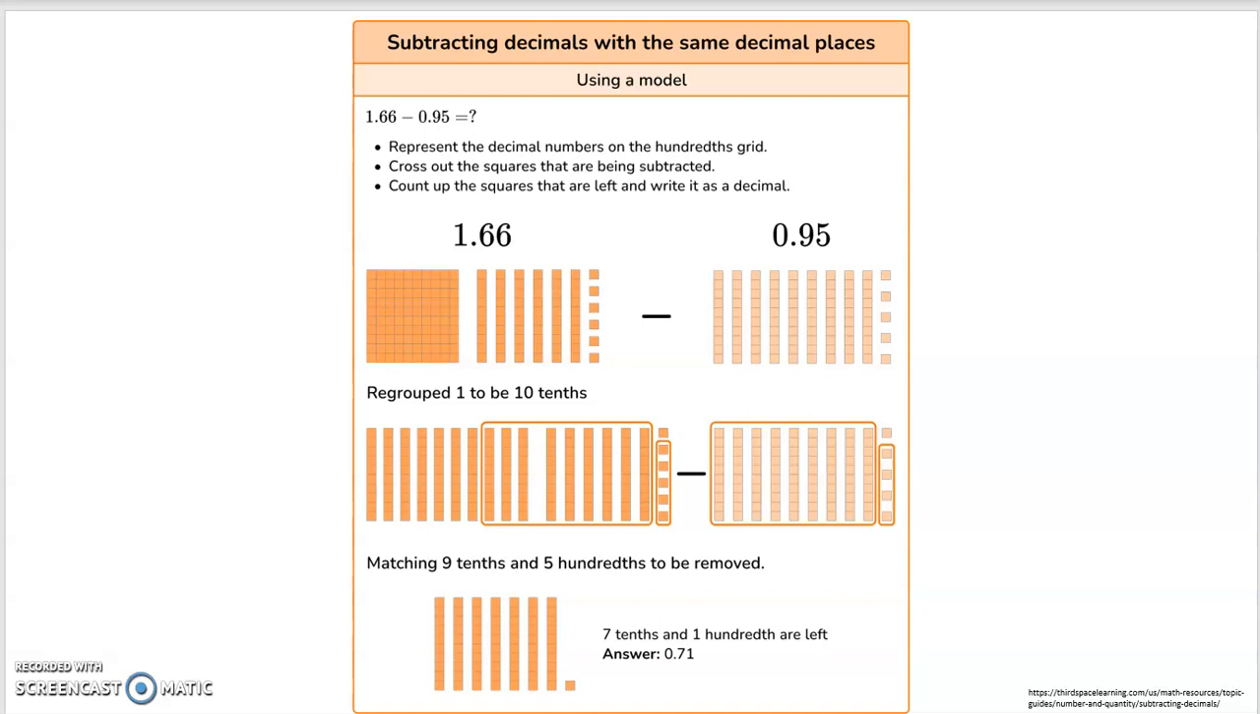Okay, so this is a model of regrouping, but we're going to do some practice with that in just a second. I just wanted to give you a visual of what we'll be doing. When you regroup, you have 10 tenths plus the 6 you started with, so 16 tenths, and we're taking away 9 of them. So we're left with 7 tenths and 1 hundredth. So here is our answer right here.